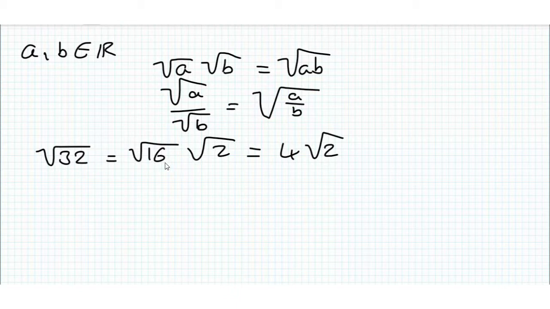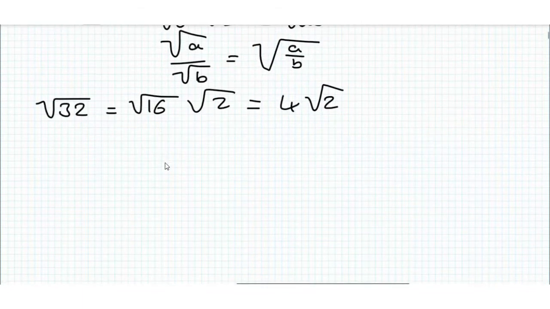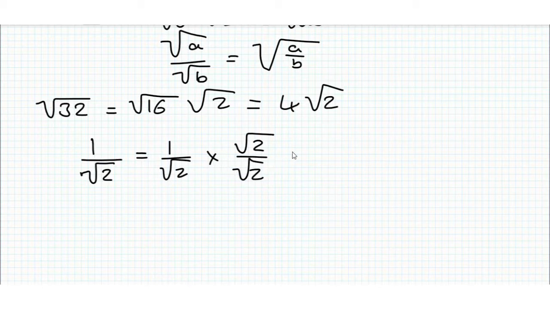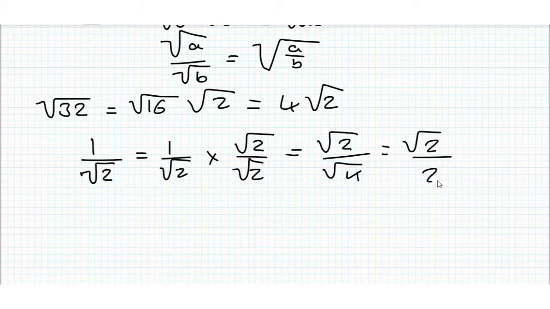Right, the next thing that you have to be able to do with surds is rationalize the denominator. Say we have a simple example, 1 over root 2. Well, that's equal to 1 over root 2 multiplied by root 2 over root 2. And why? Because root 2 over root 2 is 1, so you times anything by 1, it's the same. But this gives us root 2 over, by our surd rules, root 4, which is equal to root 2 over 2.